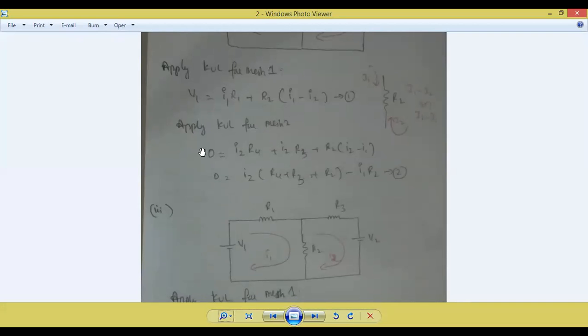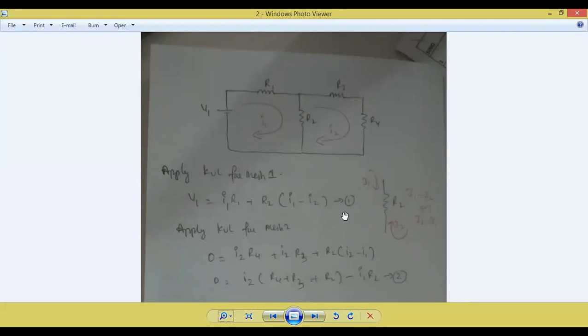If the battery is not present in a mesh, the sum is zero. Listen to one thing: don't imagine that current comes from the battery, comes to this junction, and divides here, flowing as I1 and I2. That is a very old technique. The latest technique to solve these circuits within a fraction of a second is mesh analysis, the KVL mesh technique.